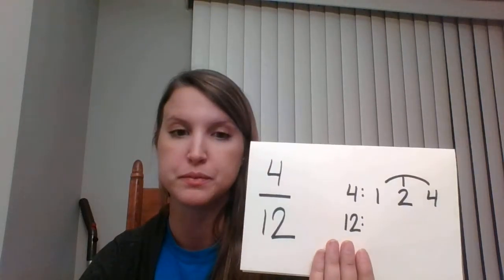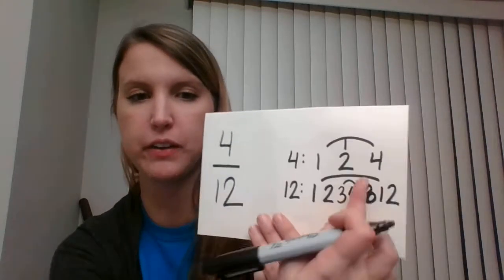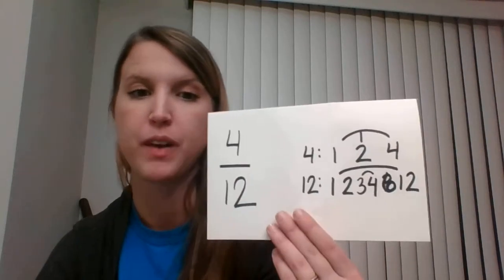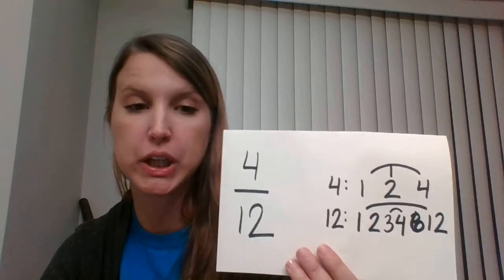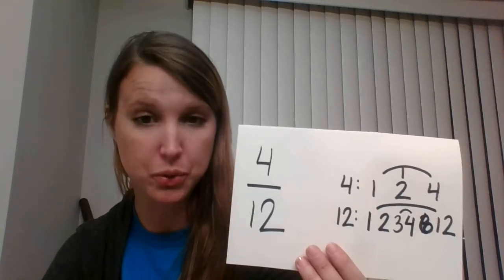Factors of 4, 1 times 4, 2 times 2. Factors of 12, 1 times 12, 2 times 6, 3 times 4. I made a little bit of a mistake here, 2 times 6, not 2 times 3. All right, so this time, if you're really looking closely, my greatest common factor is not 2.